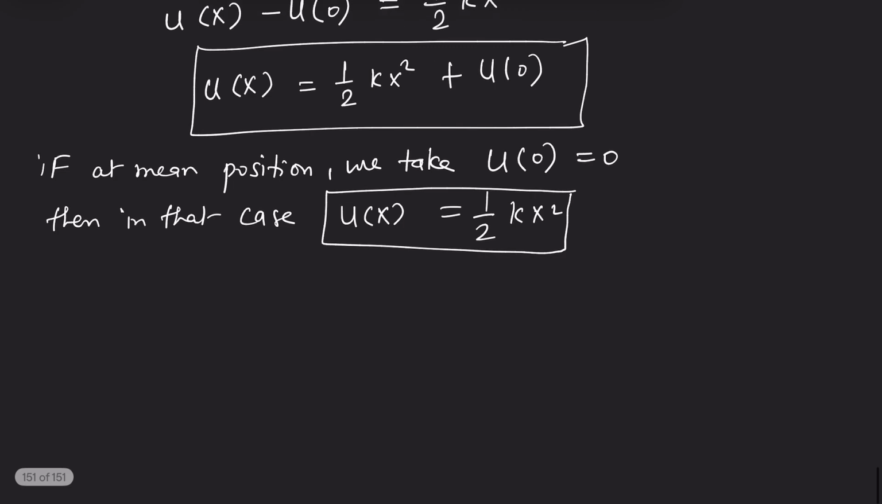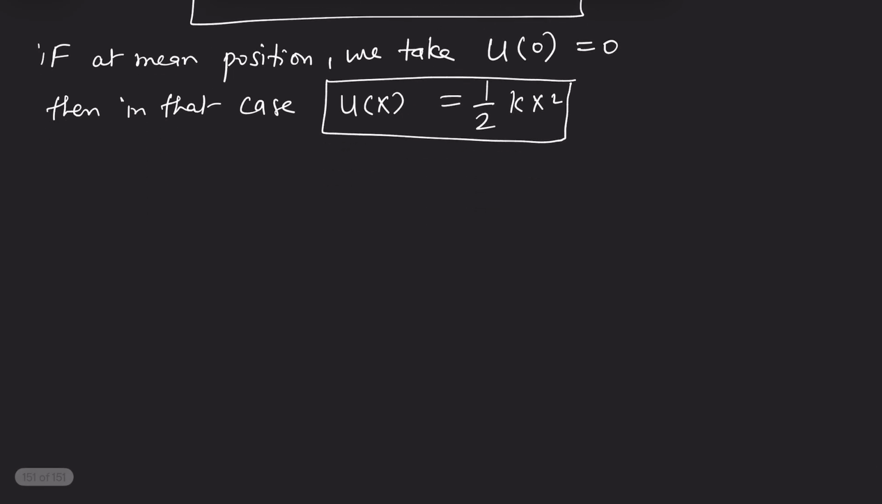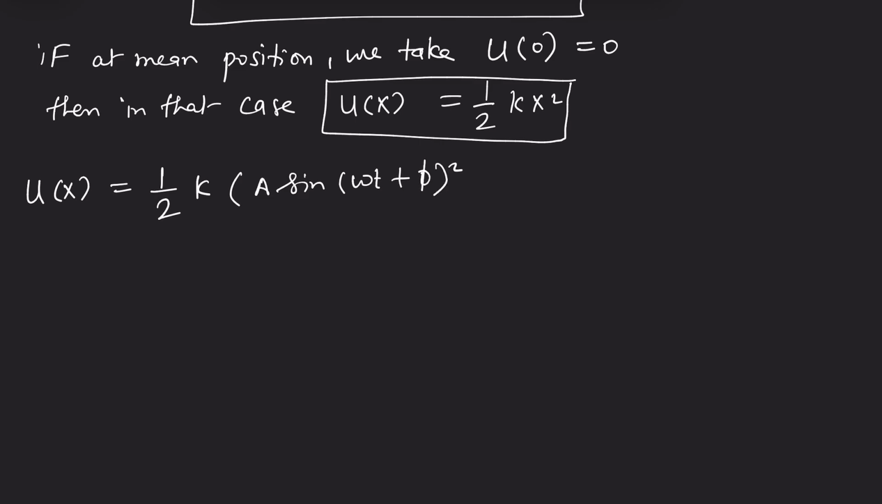Now I'll write some important relations that you have to keep in mind. You can derive it, but you should keep it in mind. So Ux will be half kx square, and I can replace x with the position equation, a sine(omega t plus phi), whole square. So it will be simply half k a square sine square(omega t plus phi). Is this okay? I hope you can understand.